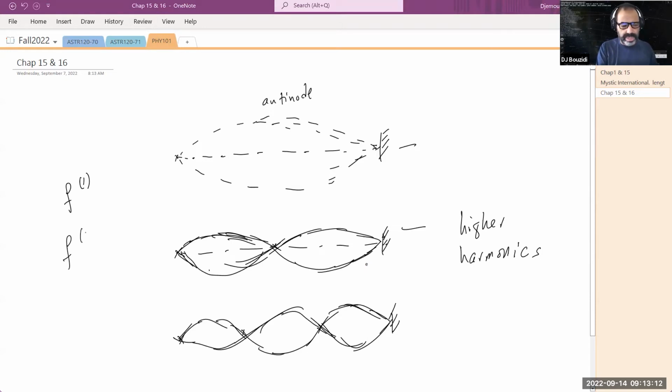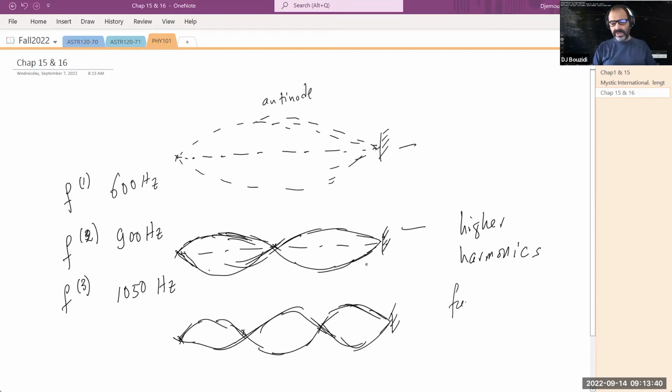And I did another measurement, F2. They are not necessarily spaced evenly. So this one could be 600 Hertz. This one could be 900 Hertz. And this one could be, for example, 1050 Hertz. Okay. So those are my measurements, for example, in this situation. And I ask, what is the fundamental frequency? The fundamental frequency, which is different from the higher harmonics, basically, fundamental frequency or mode.